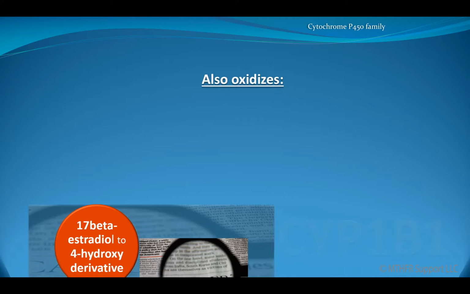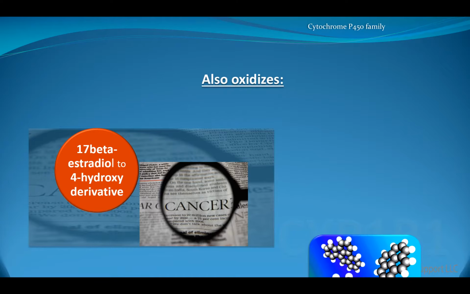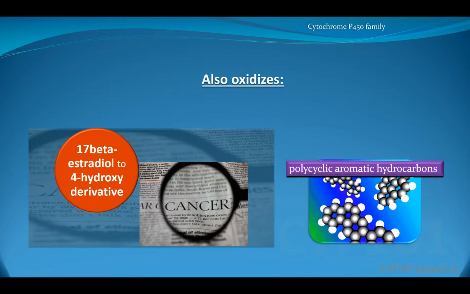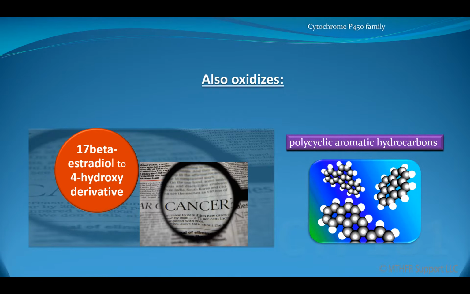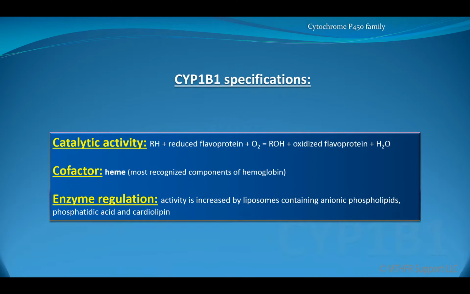CYP1B1 oxidizes 17-beta estradiol to the carcinogenic 4-hydroxy derivative and a variety of pro-carcinogenic compounds to their activated forms, including polycyclic aromatic hydrocarbons. The catalytic activity for CYP1B1 is Rh, a protein on red blood cells, and reduced flavoprotein and oxygen gas. The cofactor is heme. Heme is a component of the hemoglobin protein. The enzyme activity is increased by liposomes containing anionic phospholipids, phosphatidic acid, and cardiolipin.